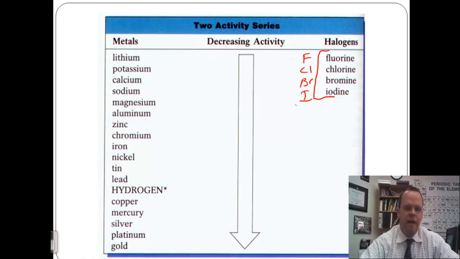Lithium will replace everything. So these are our four remaining types of reactions: our oxidation-reduction reactions, synthesis, decomposition, combustion, and single replacement.